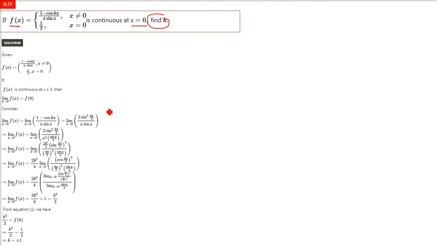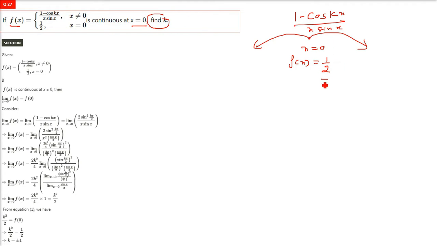So the same way we are going to do that. The point is x equals 0, and the value of the function f(x) at x equals 0 is given, which is half. When it is not 0, on the left or right hand side, you have to take (1 minus cos kx) divided by x sin x. So we'll find the limit, and equate that value of the limit to half.